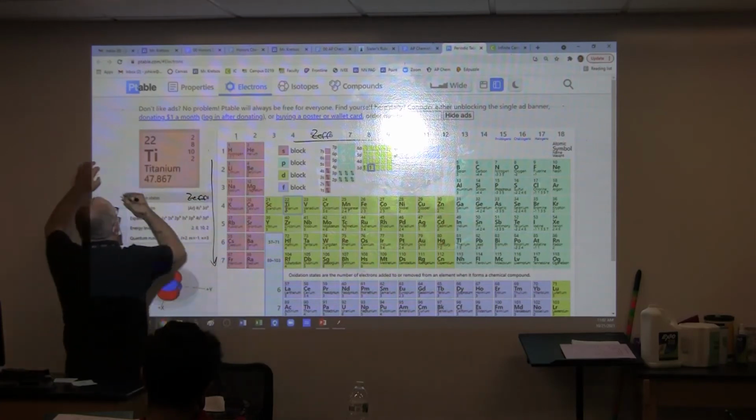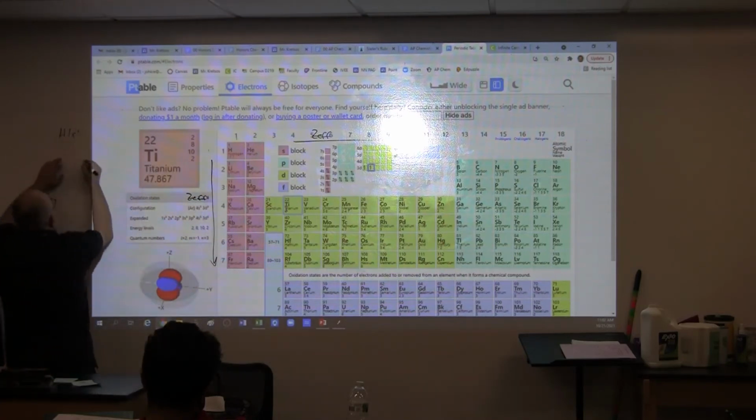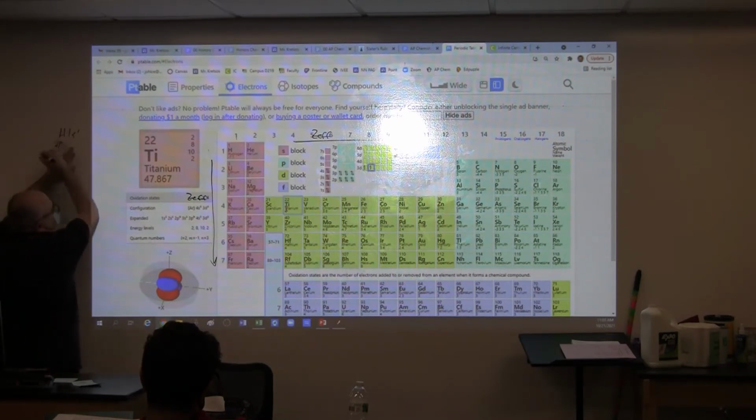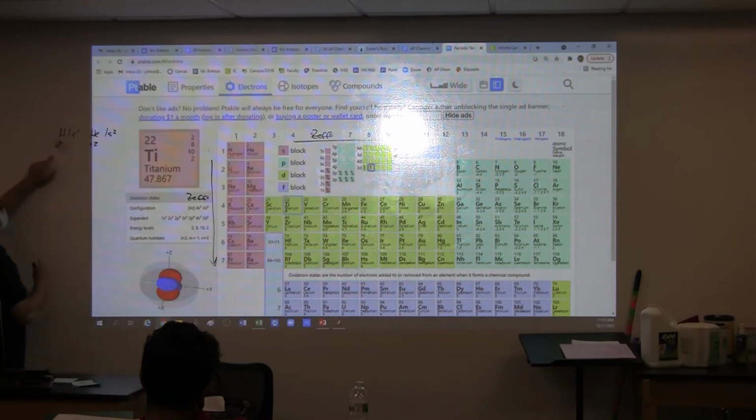Hydrogen has 1 proton and 1 electron. I'm going to drop this down like this. If I go across, I get to helium: 2 protons, 2 electrons. Now, here's my first question.